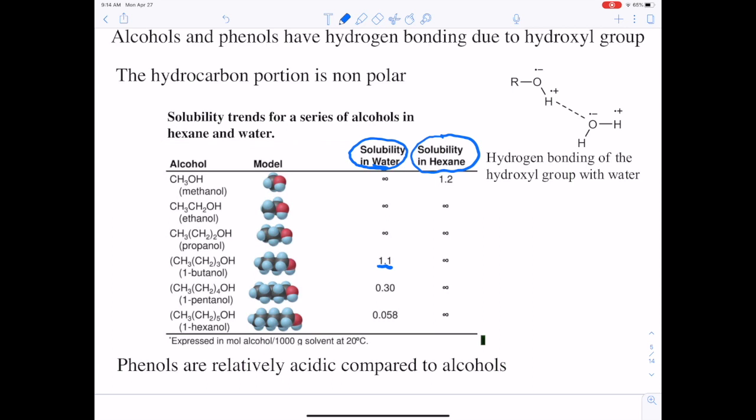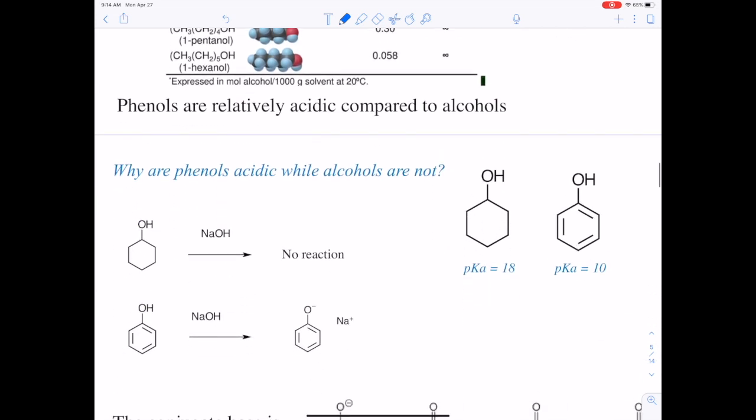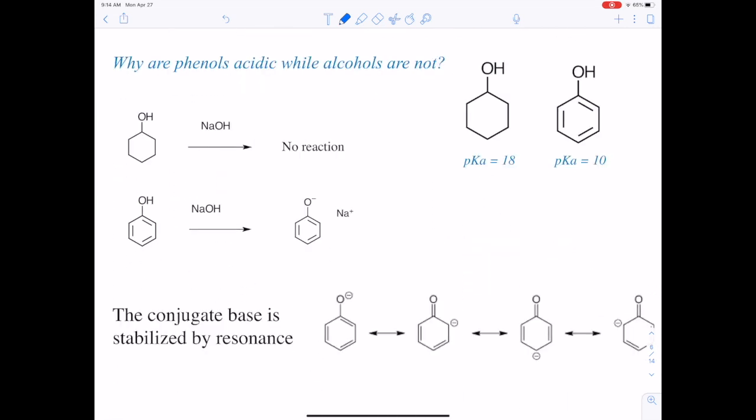Another property is that phenols are relatively acidic compared to alcohols. So why are phenols more acidic? If we look at the pKa's, we see that phenol has a pKa of 10 compared to 18 for cyclohexanol. So it is 10 to the 8 times more acidic. Remember, pKa is a logarithmic scale. One difference in pKa is a factor of 10 times more acidic.